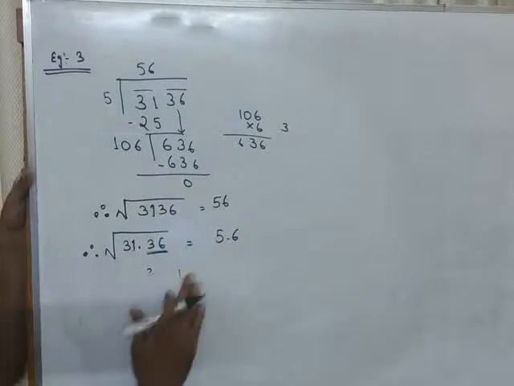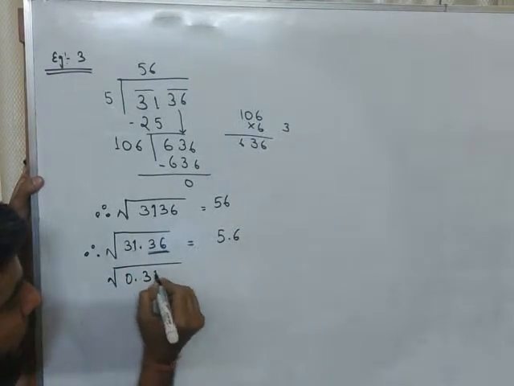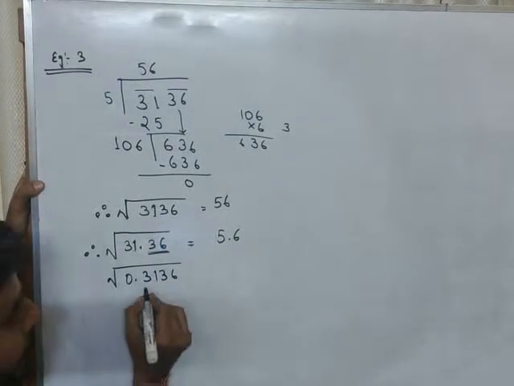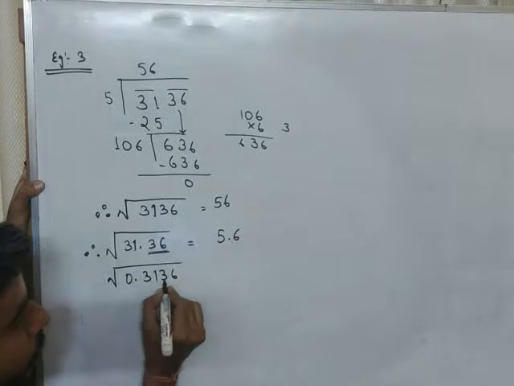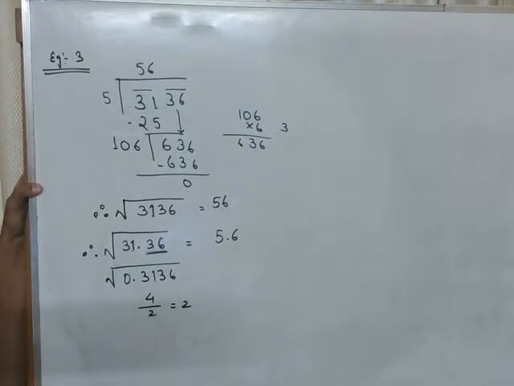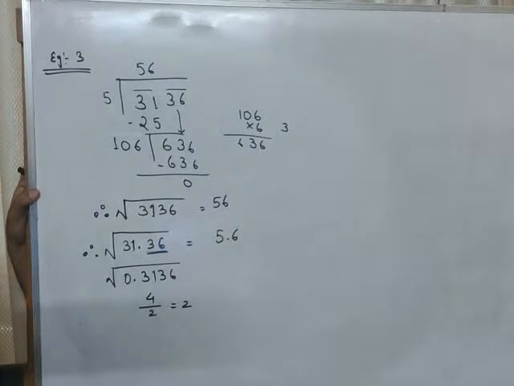And the next number is 0.3136. Here we have decimal after 4 places. So 4 divided by 2 is 2. So in the square root we will have decimal after 2 places. Clear? Are you getting all of you?